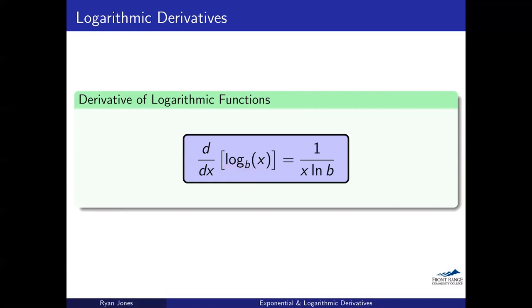Just a quick reminder before we jump all into this. If I write log of x, that is exactly the same.